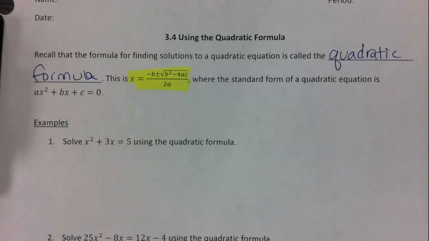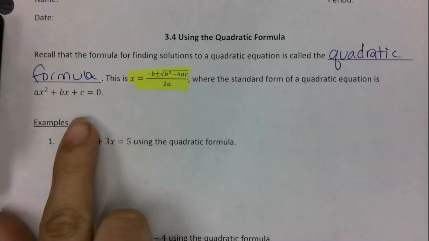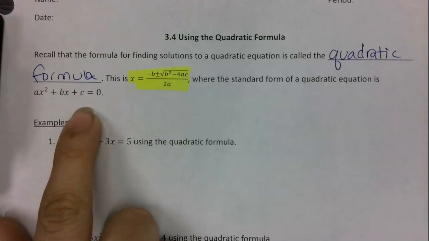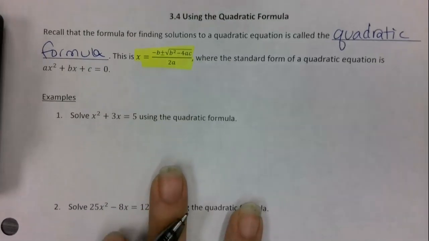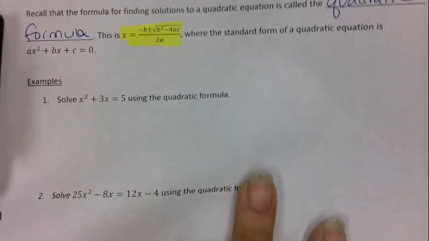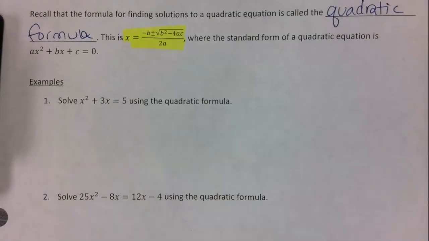And the formula works when it's in standard form, so when it equals 0. The quadratic equation. Okay. Actually, I still want to go on screen. So I want to solve this using the quadratic formula. Does it equal 0? It equals 5. Okay, so how do I make it equal 0?